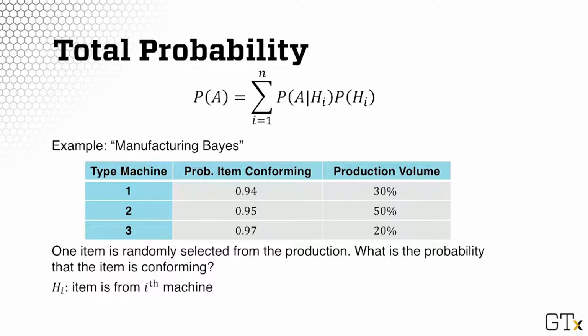If you knew what machine this item was produced on, you would know the probability. It would be 0.94, 0.95, or 0.97 depending on the type of the machine. But you don't know. So you have to use the total probability formula. You will take these conditional probabilities and weigh them by the production volume and get the probability of event A in this case. So as we start, we denote that the Hi are the type of machine: the item is from the ith machine.